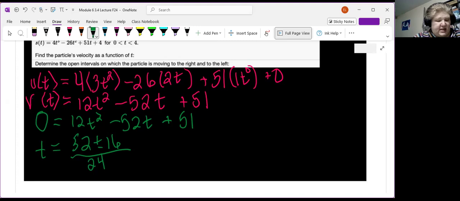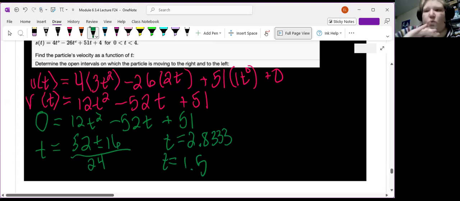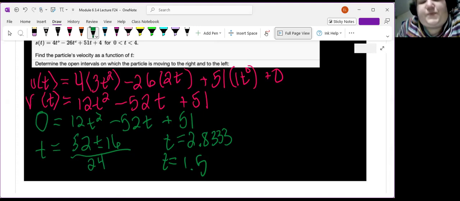16 plus 52 is 68 divided by 24. All right, so we have t is 2.8333 repeating. And then 52 minus 16, 36 divided by 24. That's 1.5. Okay, so those two t numbers are where this turns around. So what we're going to do here is we're going to draw a number line and we're going to actually mark what's going on it.